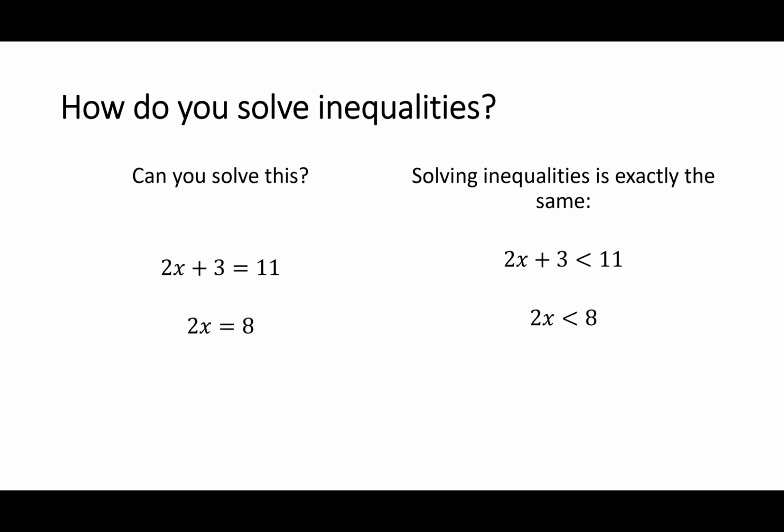Subtracting 3 from both sides leaves us with 2x equals 8, and if it's an inequality, we're left with 2x is less than 8. To solve for x now, we divide both sides by the value attached to the x. So we divide both sides by 2. This leaves us with x is equal to 4.